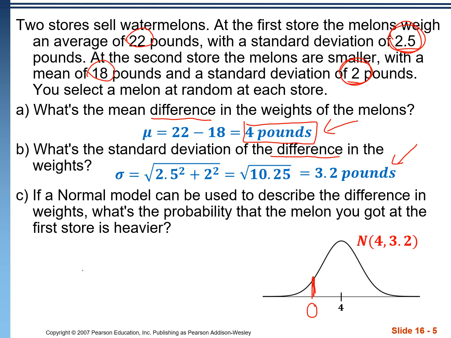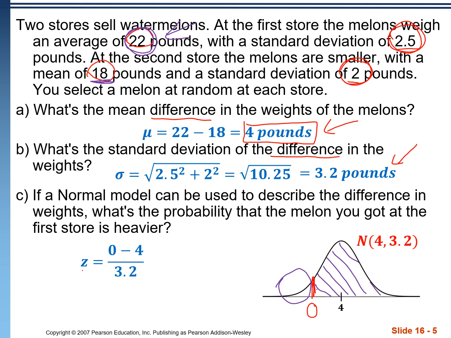So if we come back up here, in the first store, the watermelons average 22 pounds. That's larger than what they average in the second store, 18 pounds. So in other words, it's more likely to have the watermelon in the first store weigh more than the one at the second store. So since it's more likely, we want to shade the right side. Okay, if it was less likely, if this number was smaller than 18, we would want to shade over here.